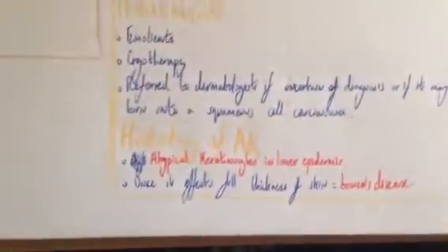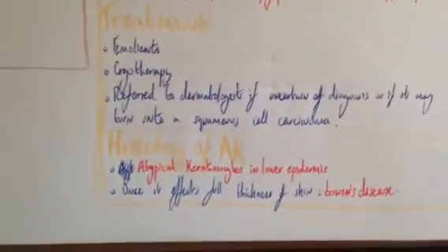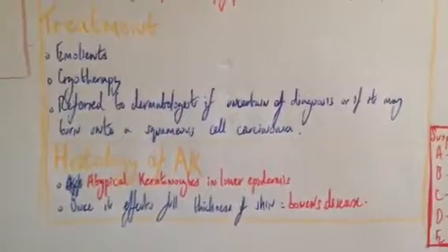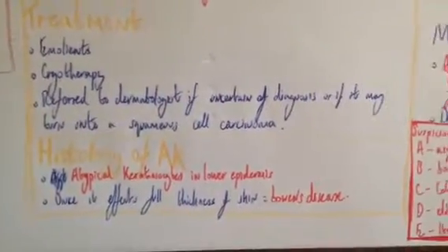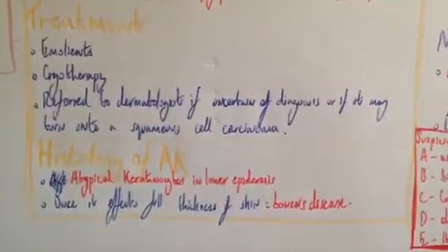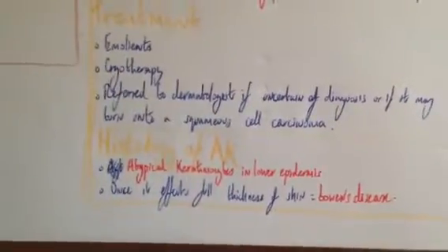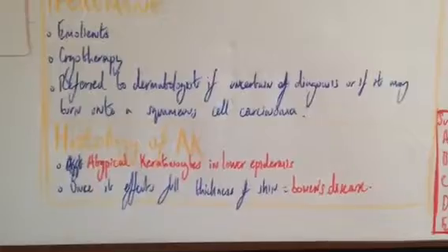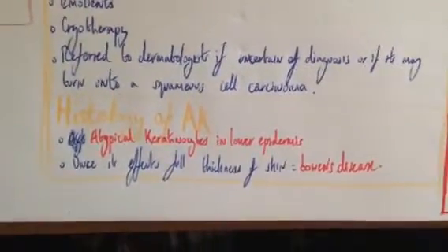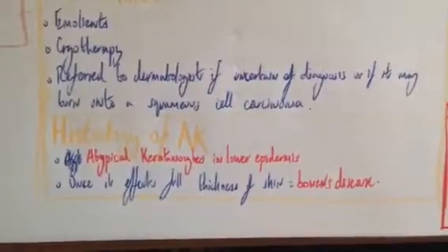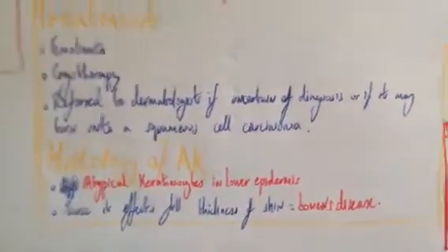The histology of actinic keratosis: it's atypical keratinocytes in the lower epidermis. Once it affects the full thickness of the skin, it becomes Bowen's disease.